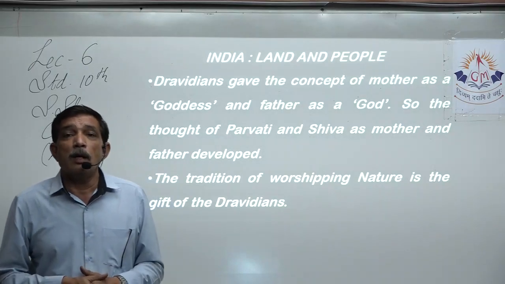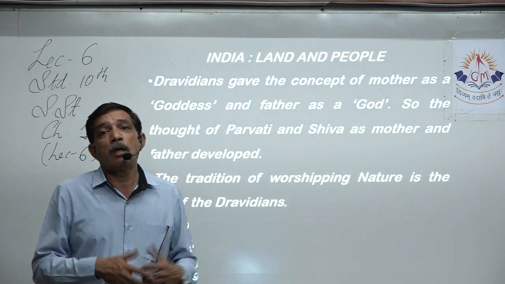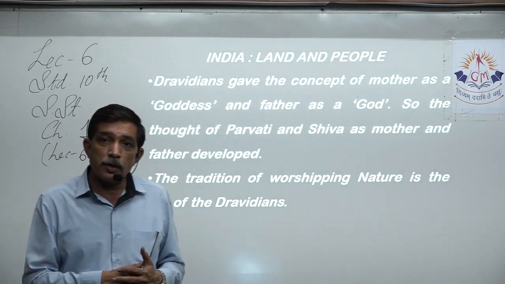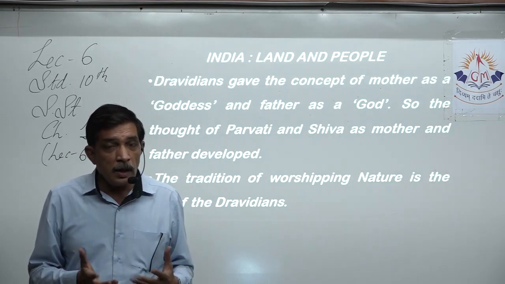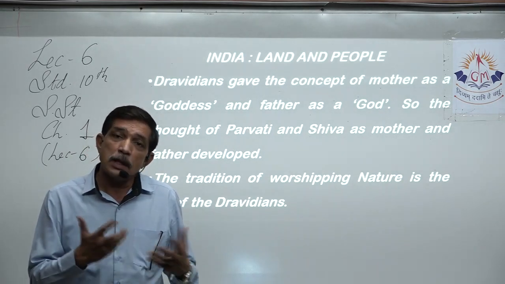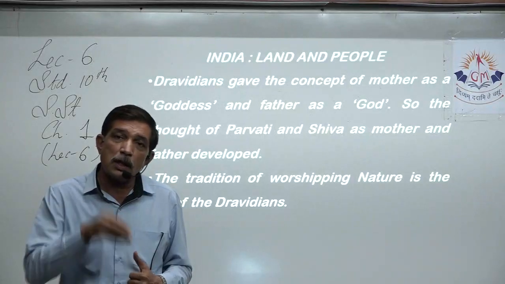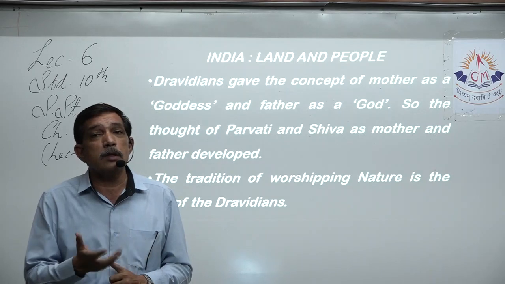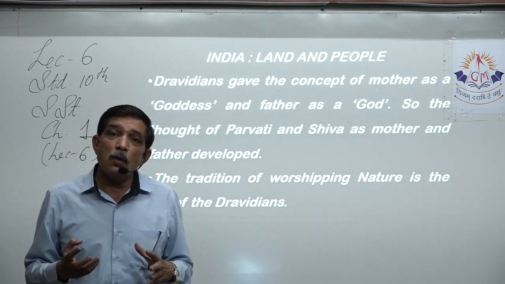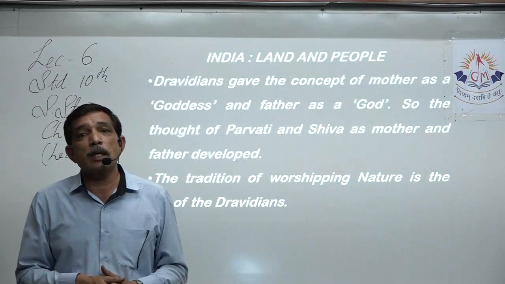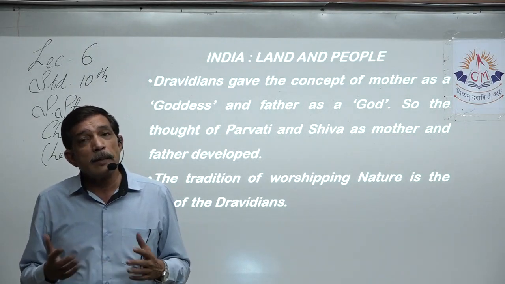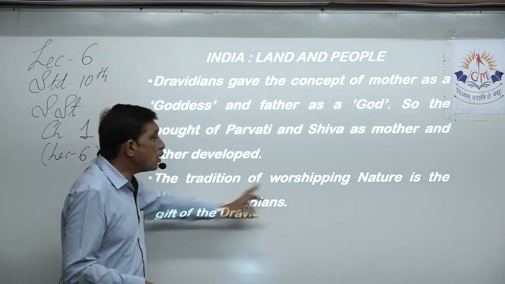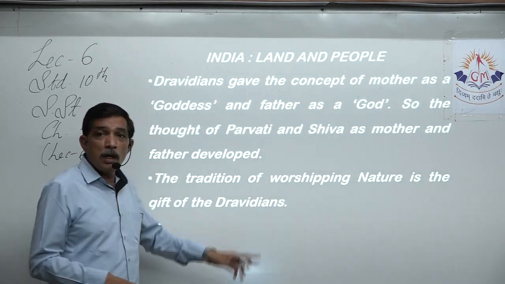For example, today we worship some of the trees. For example, the peepal and the banyan tree, we worship them. That's nature. Yes, we call the rivers Lokamata. We worship them, take a holy dip in them. At the same time, plants like basil, tulsi, are also worshipped. Many of the wildlife have been dedicated as vehicles of gods and goddesses. So they are given equal respect and status. So the tradition of worshipping nature is the gift of the Dravidians.